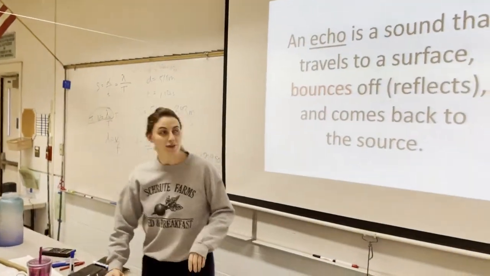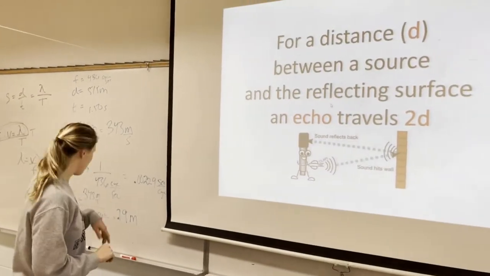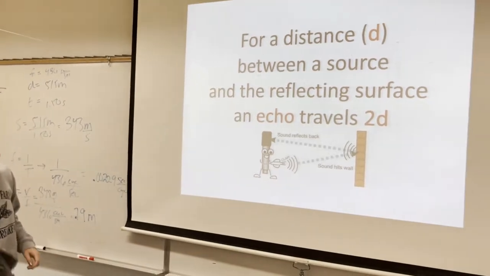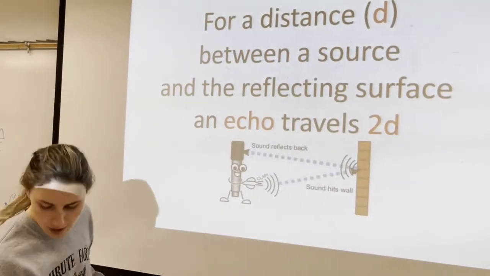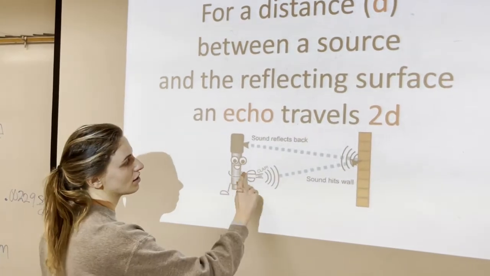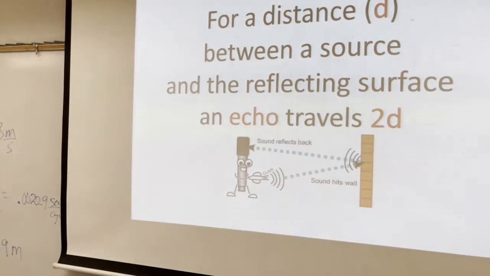So what does that mean for the distance? For a distance d between a source and the reflecting surface, an echo travels 2d. It has to go down and come back. There and then back, right?